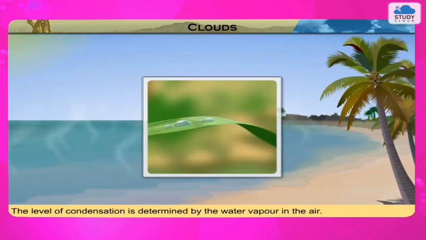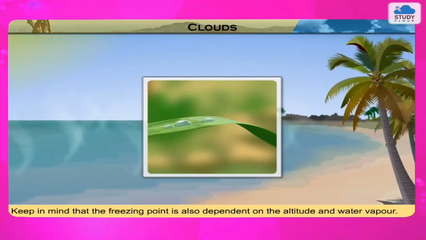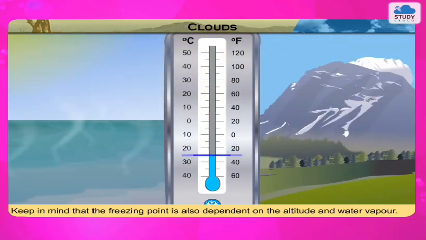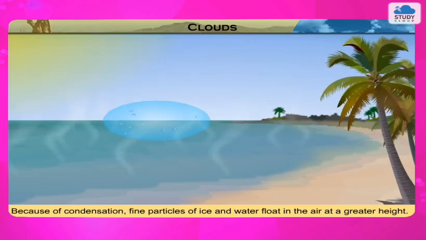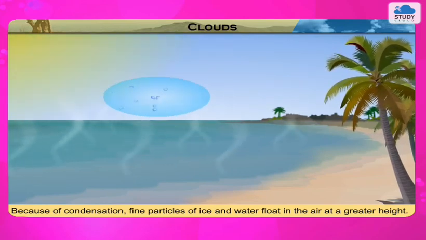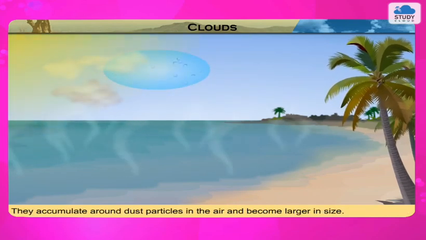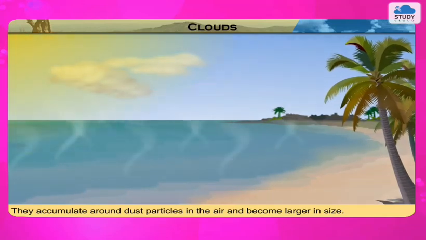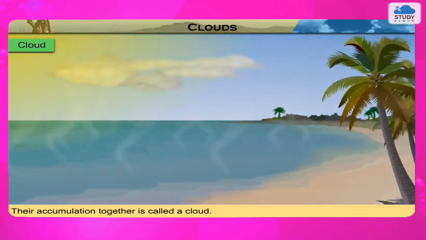The level of condensation is determined by the water vapor in the air. Keep in mind that the freezing point is also dependent on the altitude and water vapor. Because of condensation, fine particles of ice and water float in the air at a greater height. They accumulate around dust particles in the air and become larger in size. Their accumulation together is called a cloud.